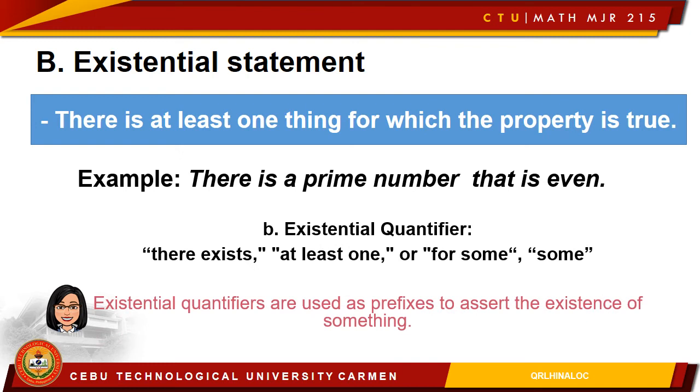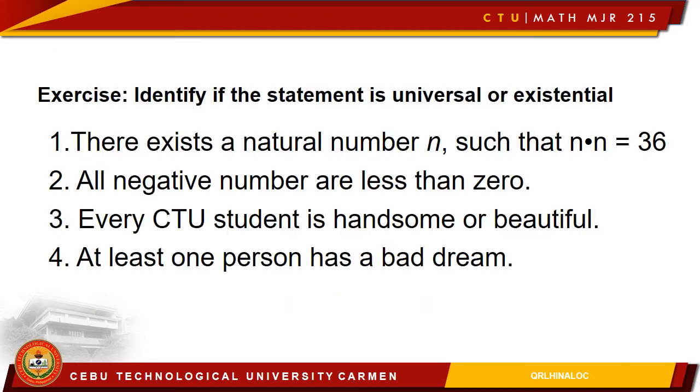So these are the existential quantifier. There exist at least one, or for some. So existential quantifiers are used as prefixes to assert the existence of something.